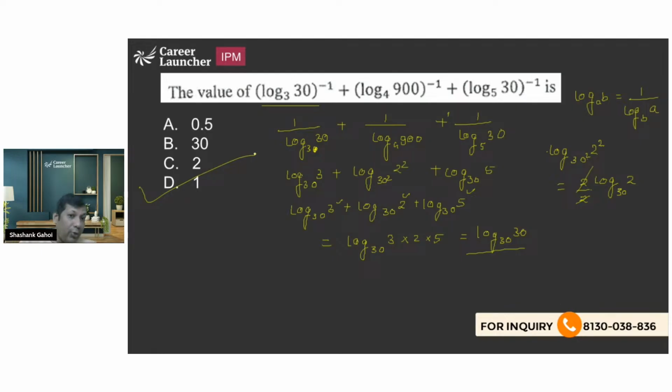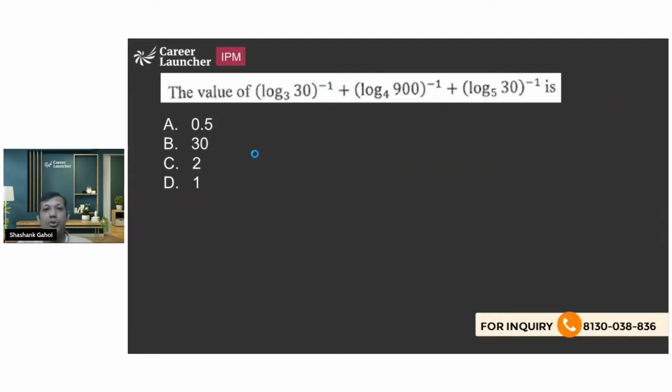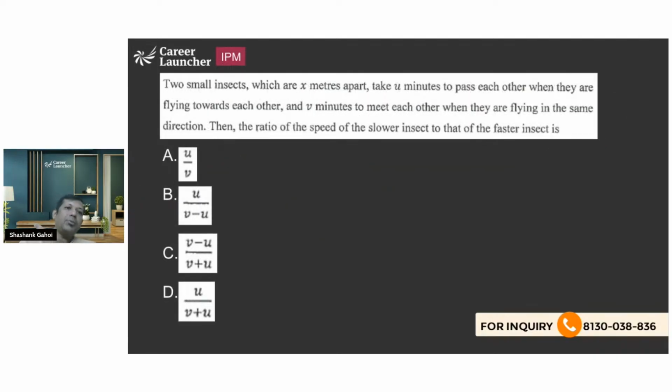So log ke how many questions in IPMAT you should expect from log? I would say at least 2 to 3 questions. 2 तो आपको दिख ही जाएंगे लॉग के क्वेश्चन. मैट्रिक्स डिटरमिनेंट के कुछ क्वेश्चन आपको दिख जाएंगे. Now let's look at this one.